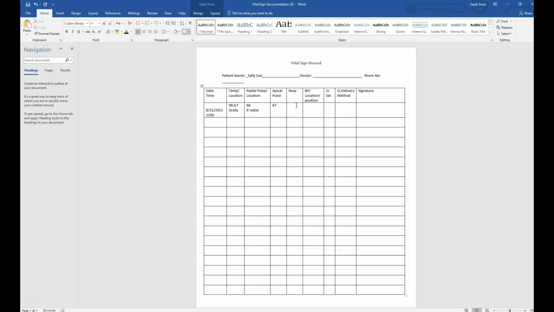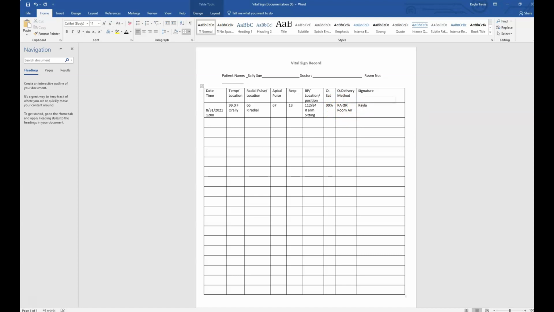Respiratory rate was 13, and this one is probably where people lose the most points. So I got a blood pressure of 112/84 in the right arm in the sitting position. My O2 saturation was 99%, and I'm hoping that when everyone comes to do their return, you are breathing room air. Okay, so you can do room air or you can do room air. So you would type one of those two things and then your signature.